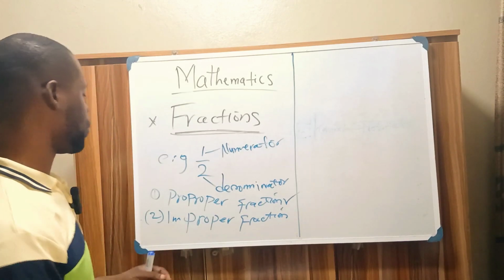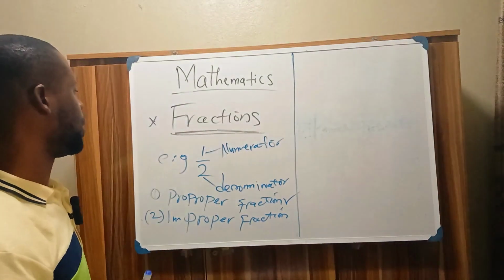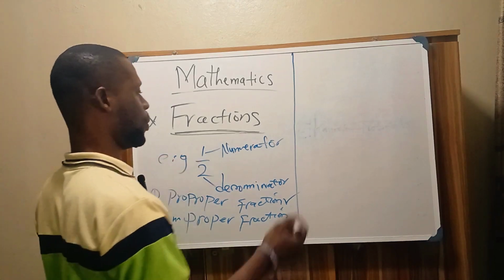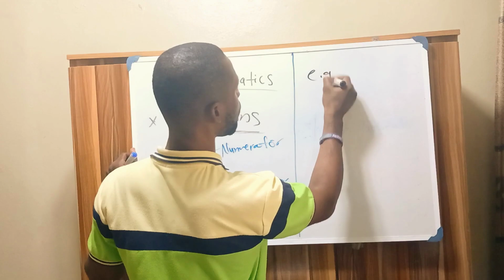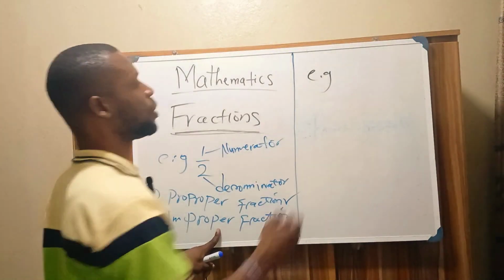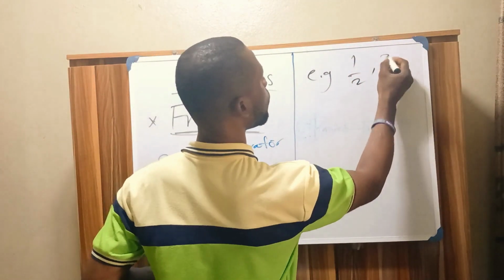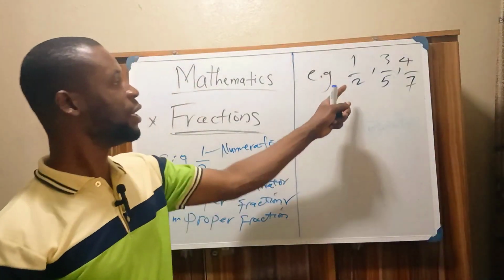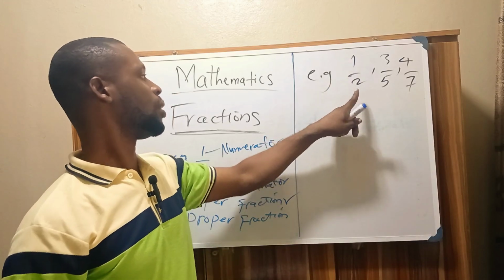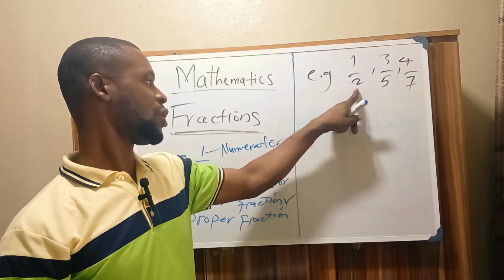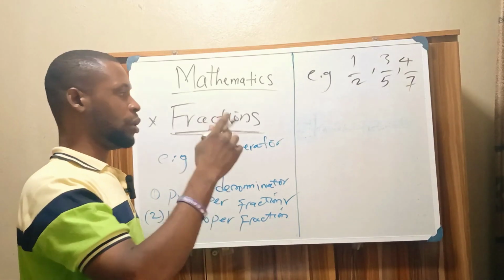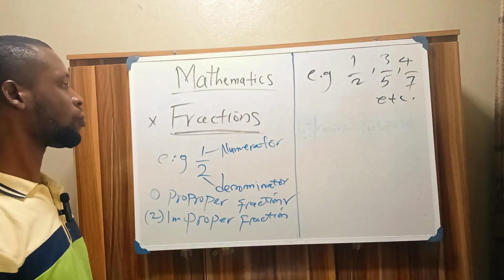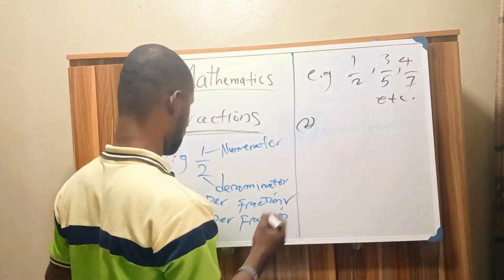A proper fraction is a fraction in which the numerator is lesser than the denominator. Examples of a proper fraction are 1 over 2, 3 over 5, 4 over 7, provided the numerator is lesser than the denominator. It is a proper fraction. You can put as many as you like from the definition.